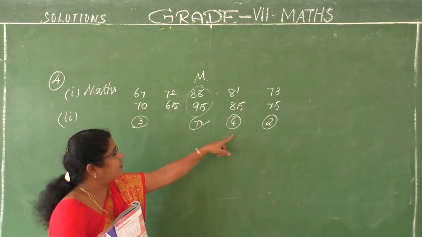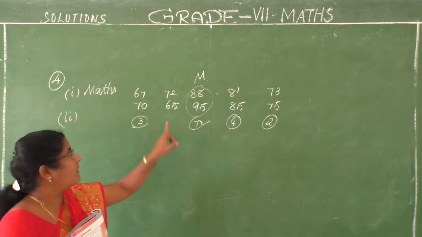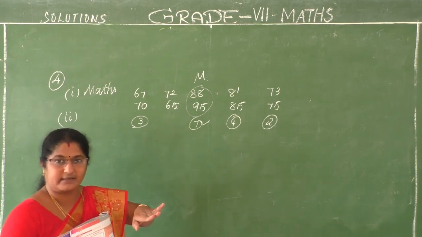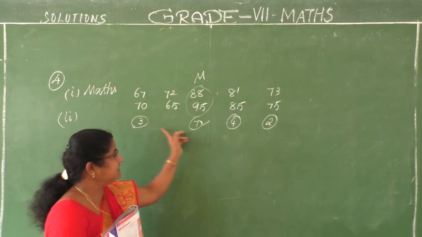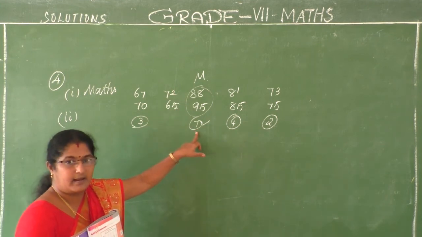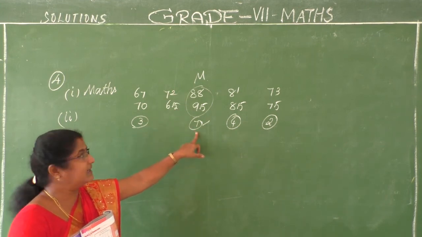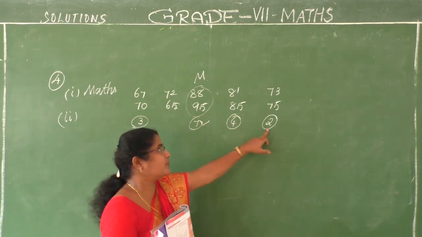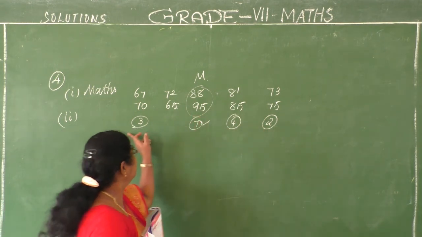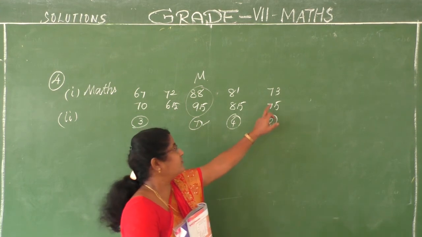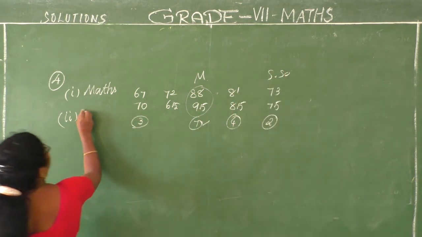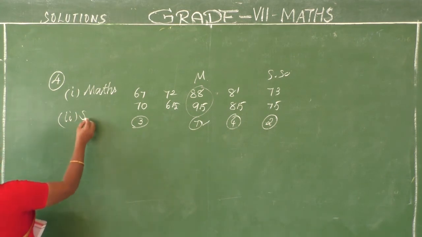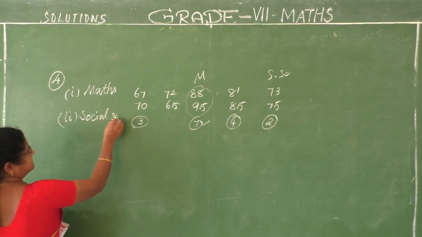Likewise, second option: in which subject is the improvement the least? In these 4 subjects, improvement is there. But in Hindi, there is no improvement. It's reduced, so we need not check. Of the improvements, the most improvement is in maths. The least improvement is 2 marks. In the difference, least is 2. So which subject? Social science, isn't it? So the least improvement is social science.